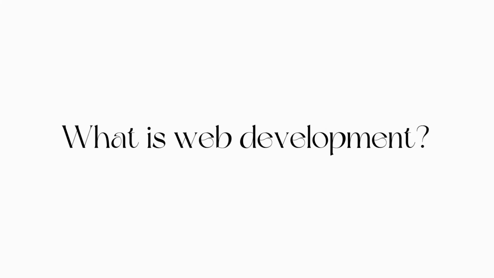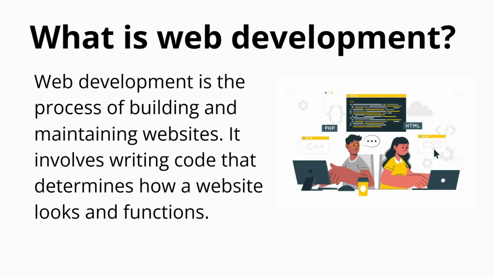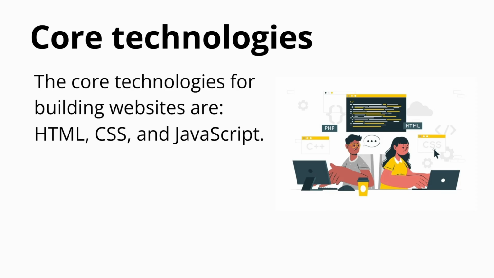What is web development? Web development is a process of building and maintaining websites. It involves writing code that determines how a website looks and functions. The core technologies for building websites are HTML, CSS, and JavaScript. In subsequent videos, I will explain how these technologies help you build websites. But first, we need to understand the web.